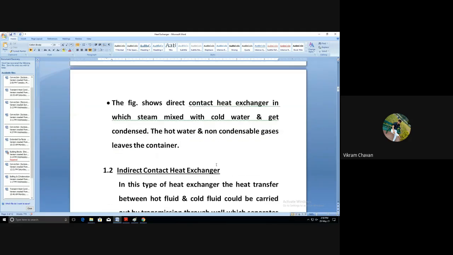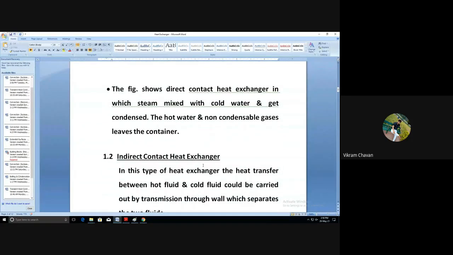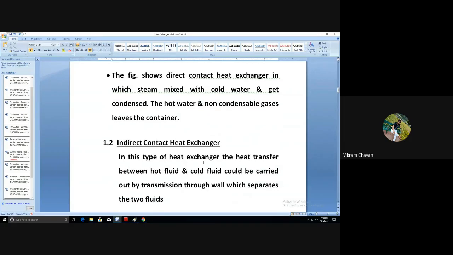Okay, so the second classification of heat exchangers, on the basis of the nature of the heat exchange process, is the indirect contact type of heat exchanger. In the direct type, we have seen that the two fluids, hot and cold, are allowed to mix each other. But in the indirect contact type, these two fluids are not allowed to mix, and they are separated by a wall or separator.